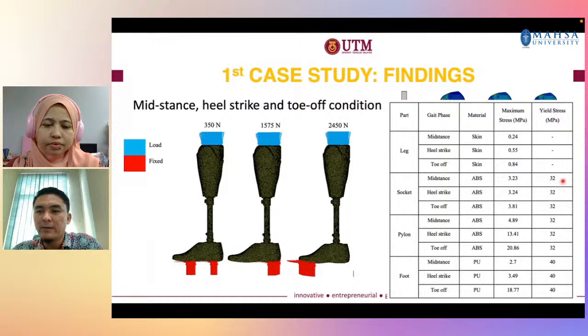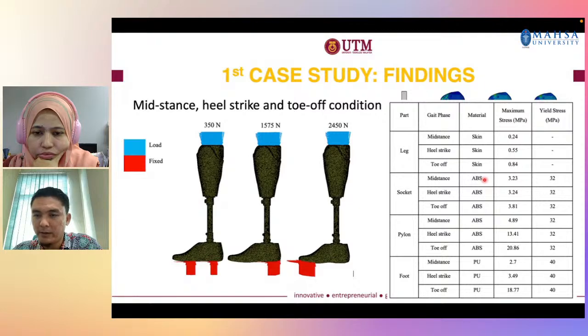Okay, and then another version of the findings, where we compare the stress and the yield strength. You can see the socket here is made from ABS, which is the material for the 3D printing, and the maximum stress is only 3 megapascal compared to the yield stress, which is 32. It's far away from the yield strength and also from failure.